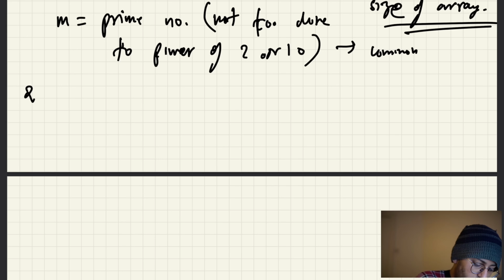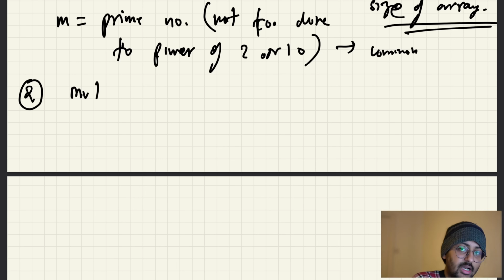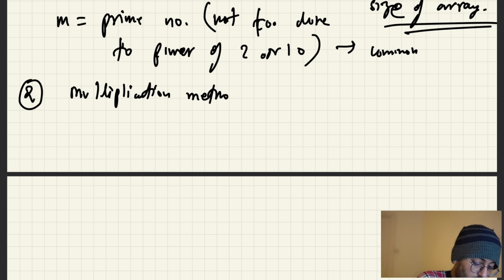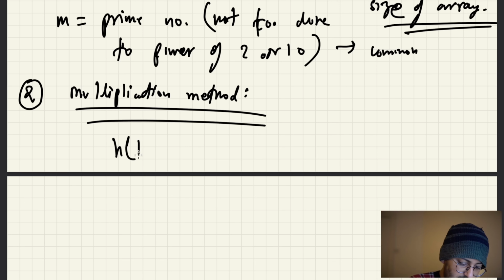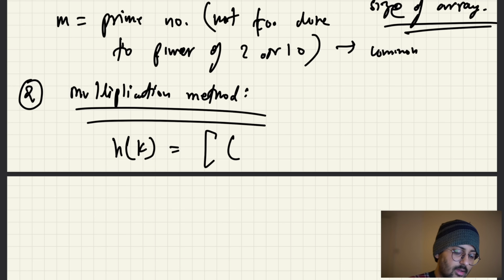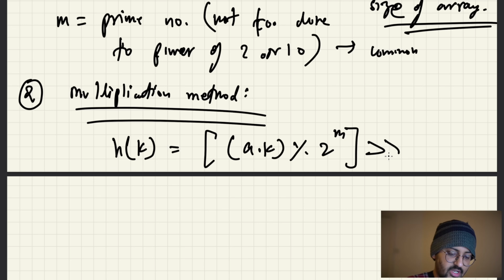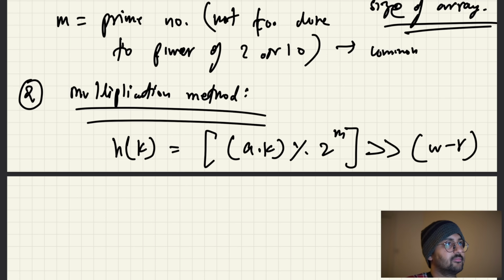There's another way, the multiplication method. What is the multiplication method? I can say that the hash key of a key k is equal to the formula a multiplied by k modulo 2 raised to the power w, shifted by w minus r. Here a is equal to a random number.